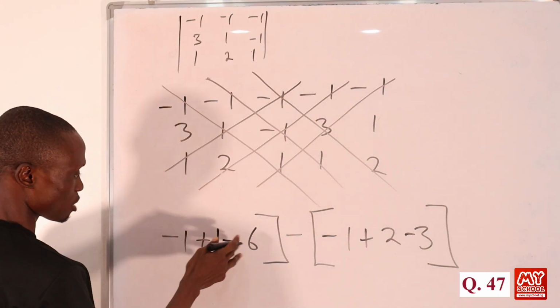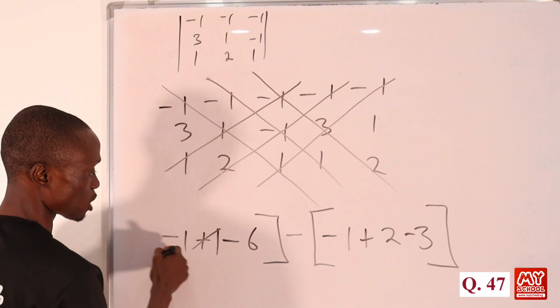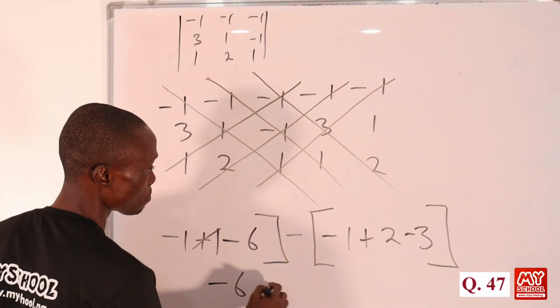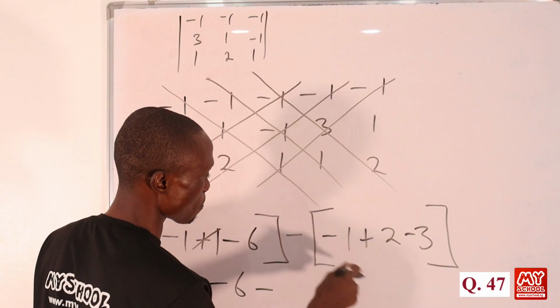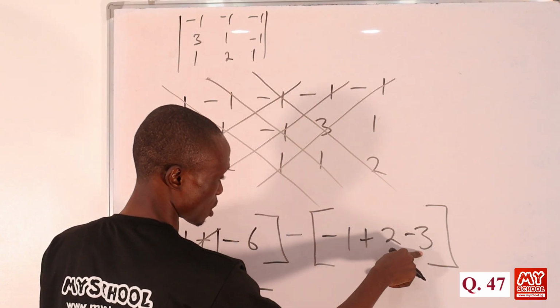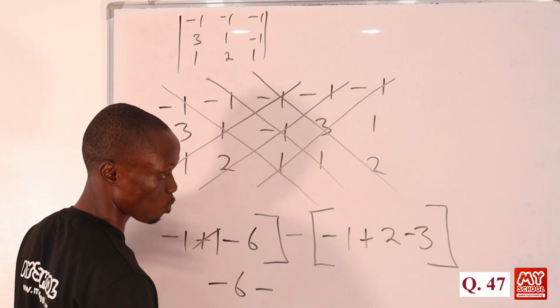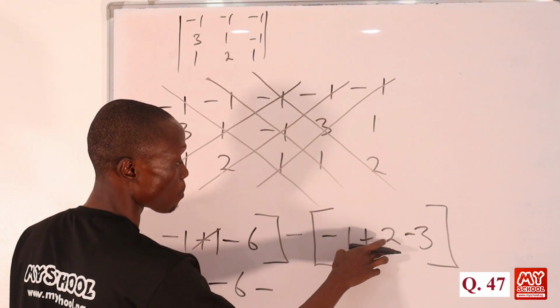If we tidy up this place, minus 1 will cancel out 1, so we'll be having minus 6. Then minus, now if we do the same thing here, remember we have minus 1 here and minus 3, and that will be equal to minus 4. So minus 4 plus 2 will give us minus 2.